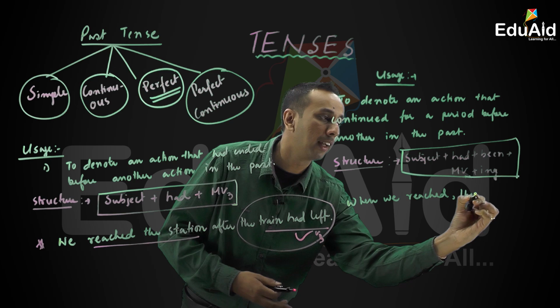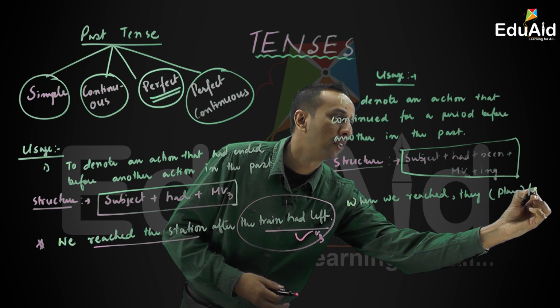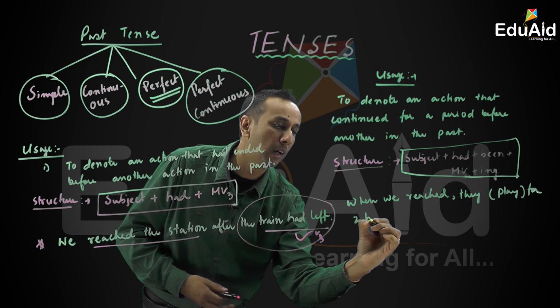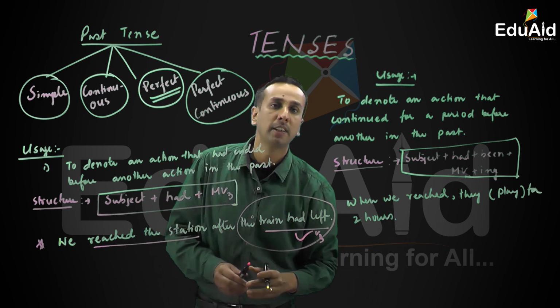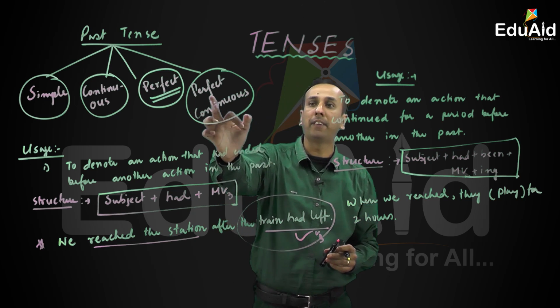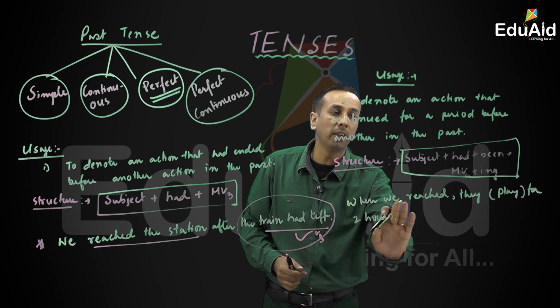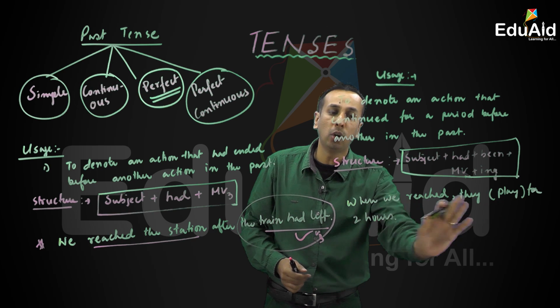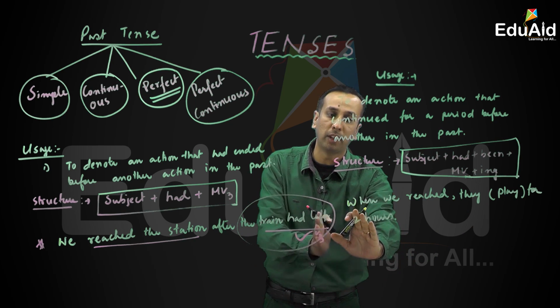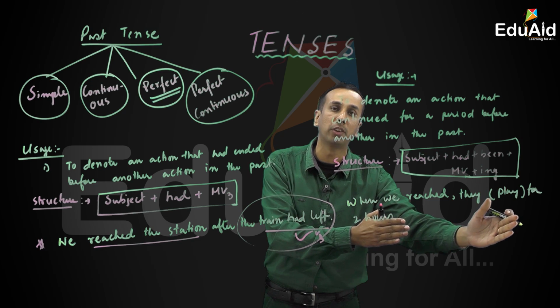Pay attention to this sentence here: when we reached, they (within bracket, play) for 2 hours. Just see the difference between past continuous and past perfect continuous tense. Imagine the sentence written like that: when we reached, they play. At no time did they stop when we arrived. Where we had gone, they were playing. So it should be they were playing, continuous tense.